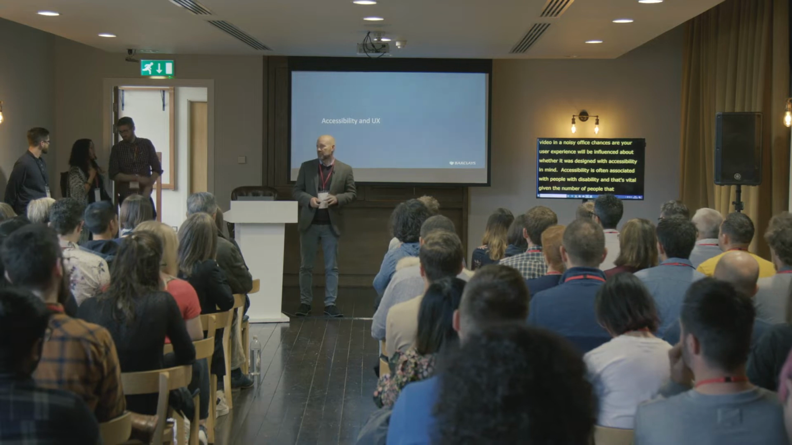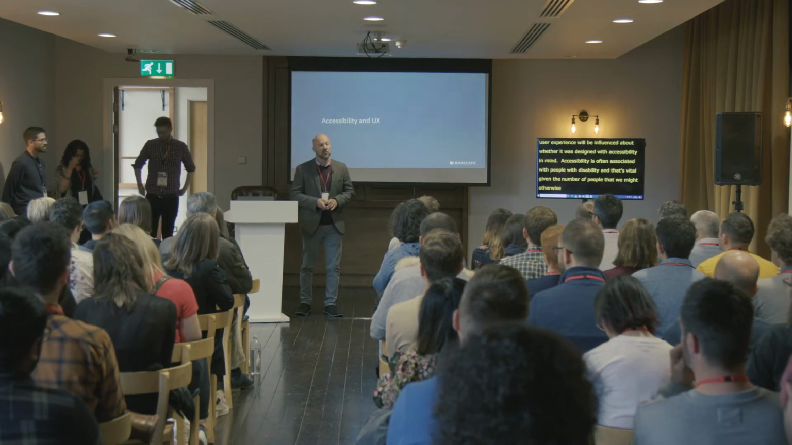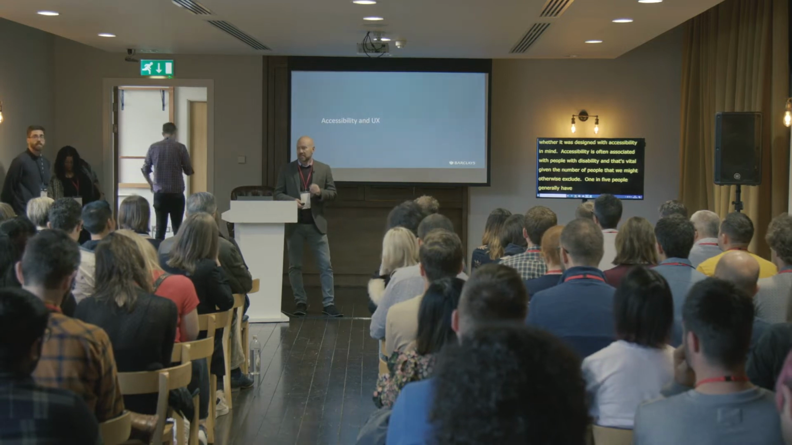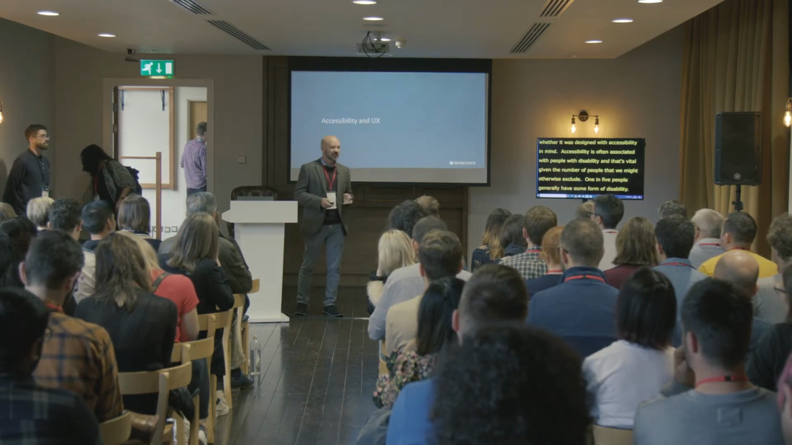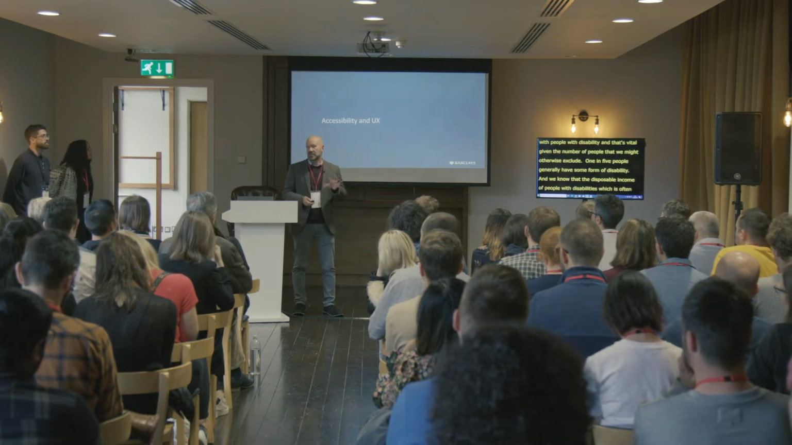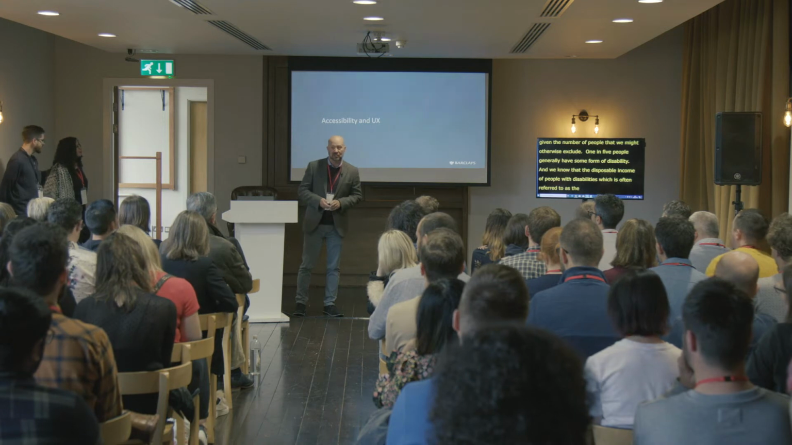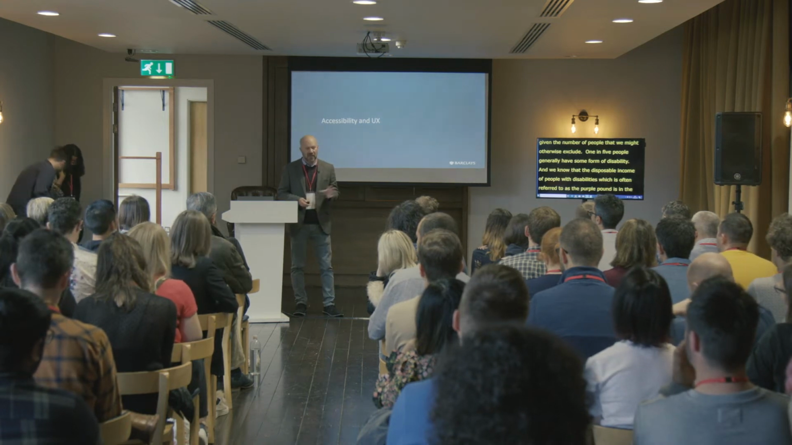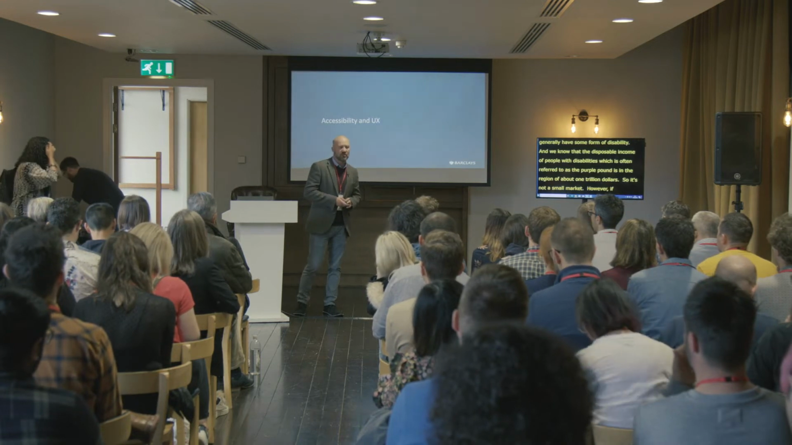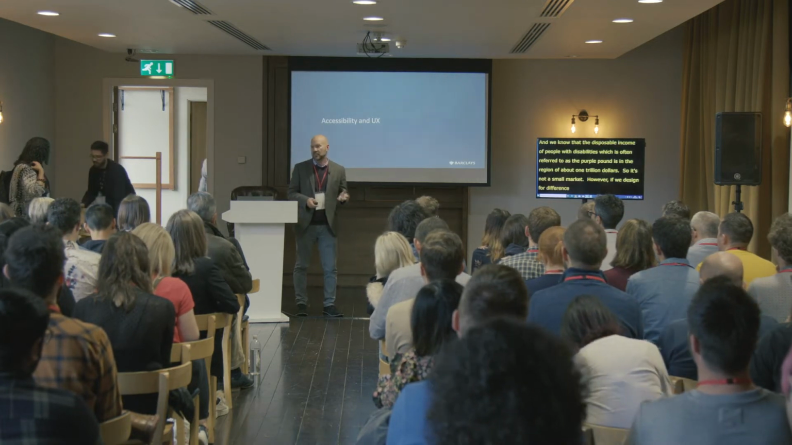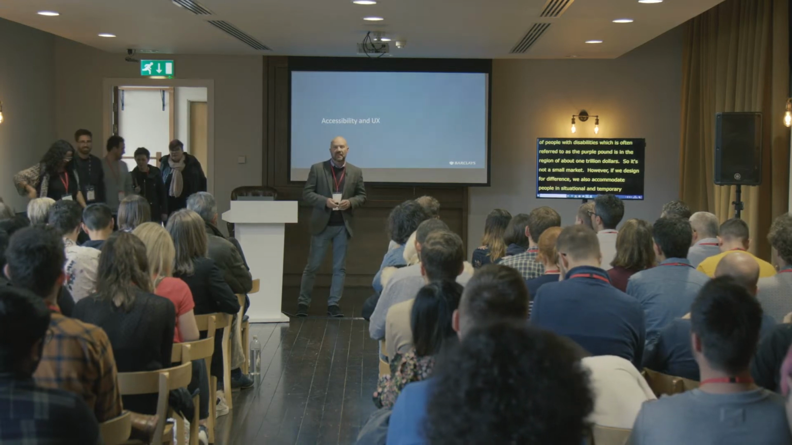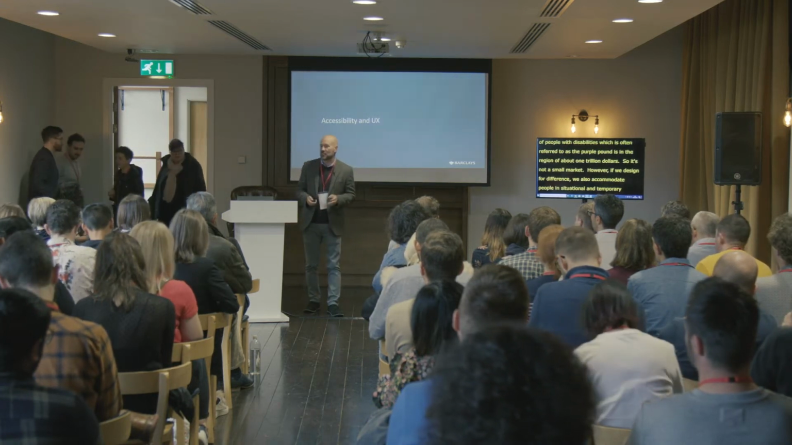1 in 5 people generally have some form of disability, and we know that the disposable income of people with disabilities, which is often referred to as the purple pound, is in the region of about $1 trillion. So it's not a small market. However, if we design for difference, we also accommodate people in situational and temporary situations where they might be impaired by the situation that they're in.